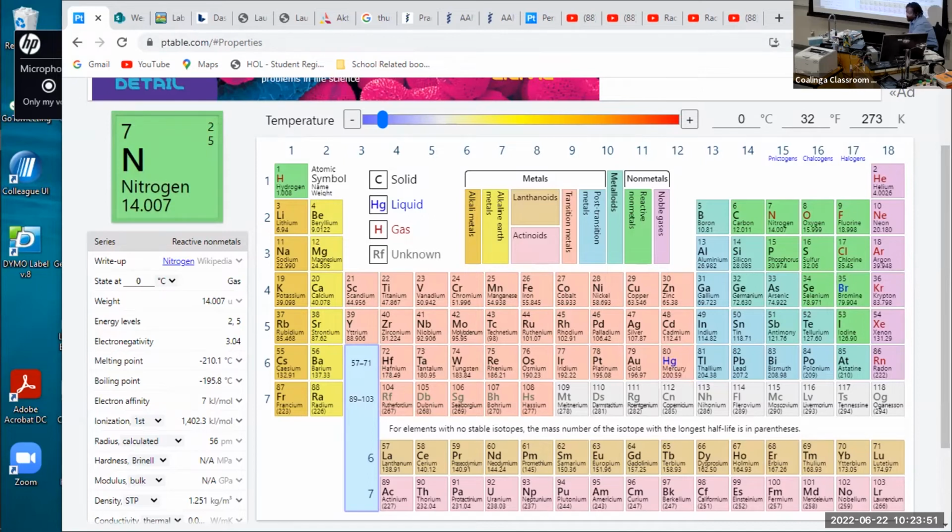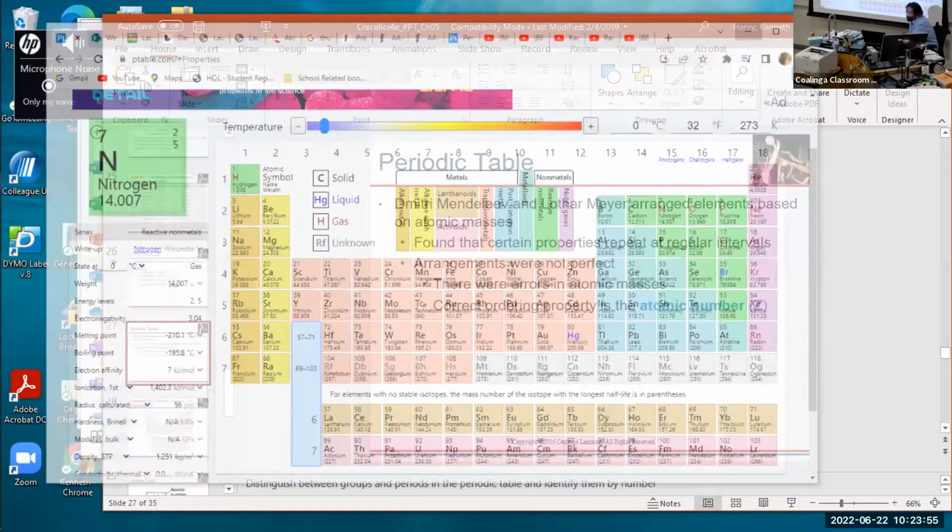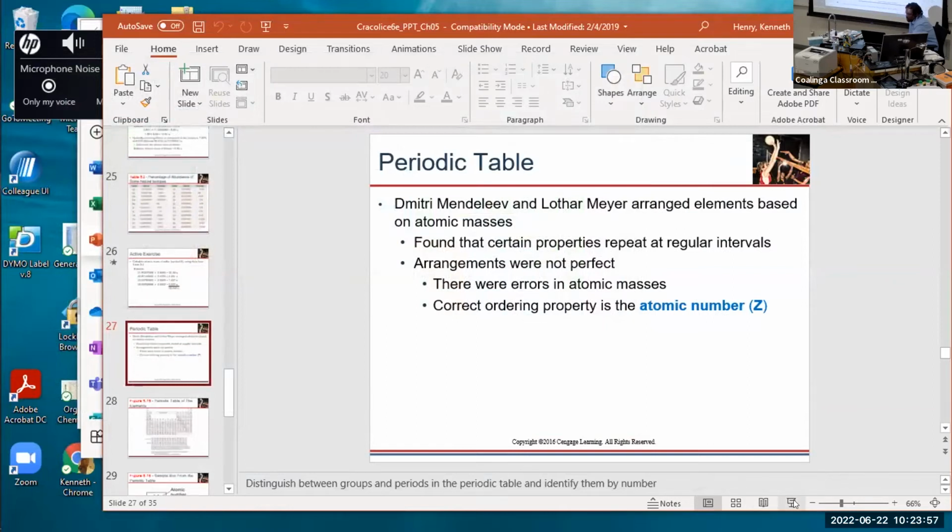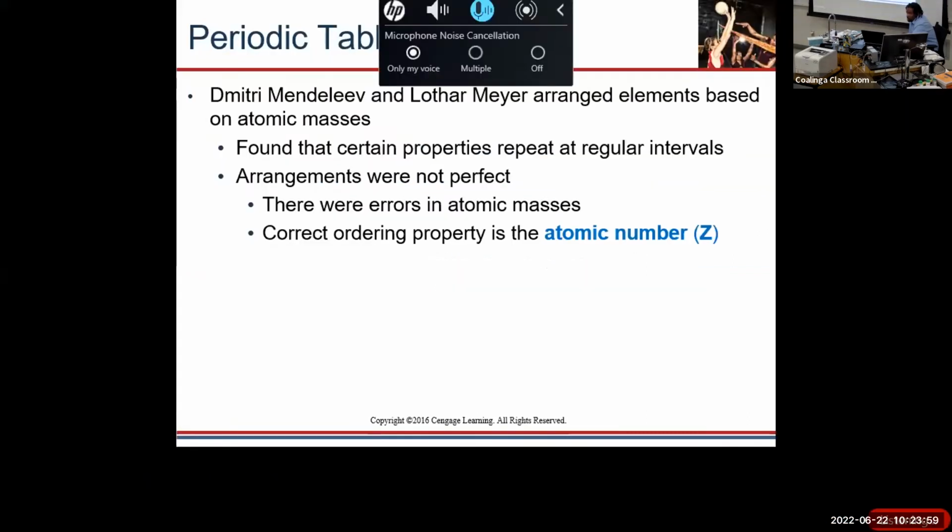So let's talk about the periodic table. Do you have an extra copy of the periodic table? I do. I just need to take charge. Thank you.